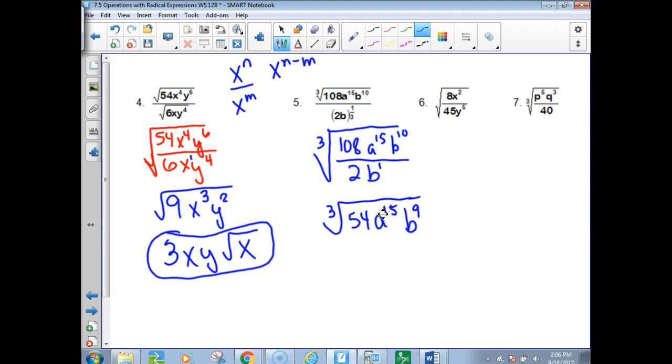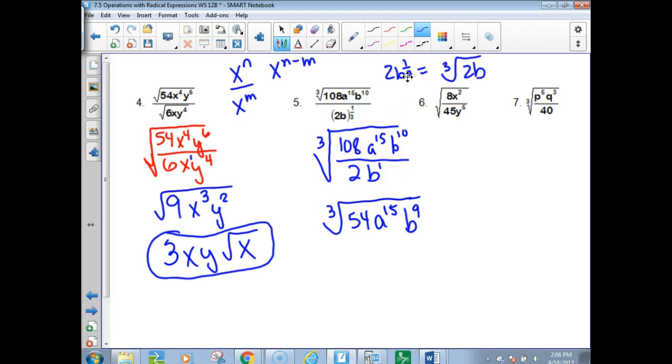Okay, now, yes, Logan. The 1/3 means the cube root. That's why I was able to put 2b on the bottom and put this all in one big cube root. Okay, 2b to the 1/3 means the cube root of 2b.